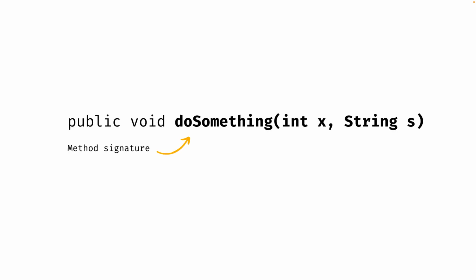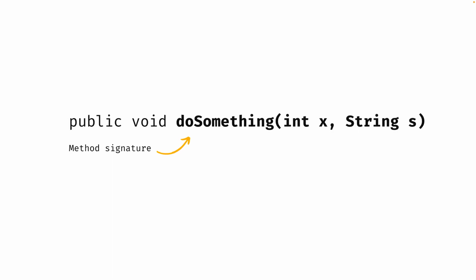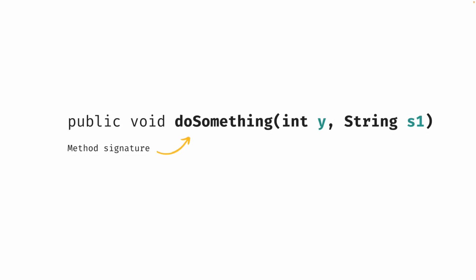The method signature is the name of the method and the parameter list. The names of the parameters can differ, and it's still the same signature. But their types cannot differ. I mean, they can, but it's no longer the same signature. It's a new method signature now.